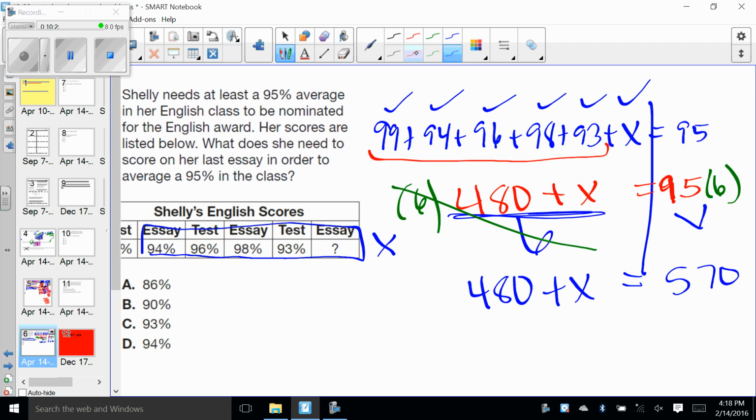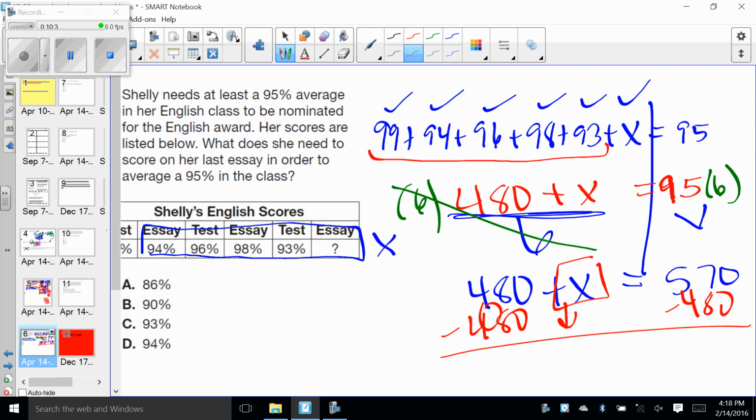Okay, group, hand method kicks in right here. Take that hand, cover the variable. We subtract 480, copy, paste. So we end up with x equals 90, a test score of 90%. Answer is B, 90%.